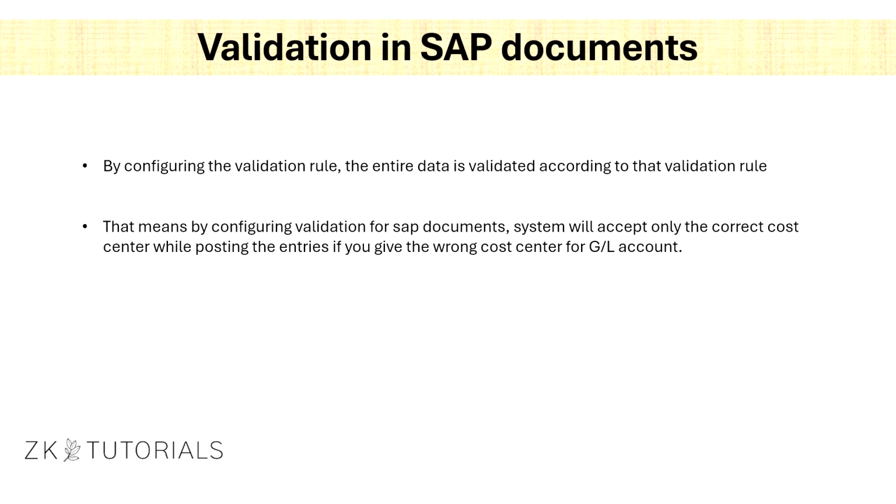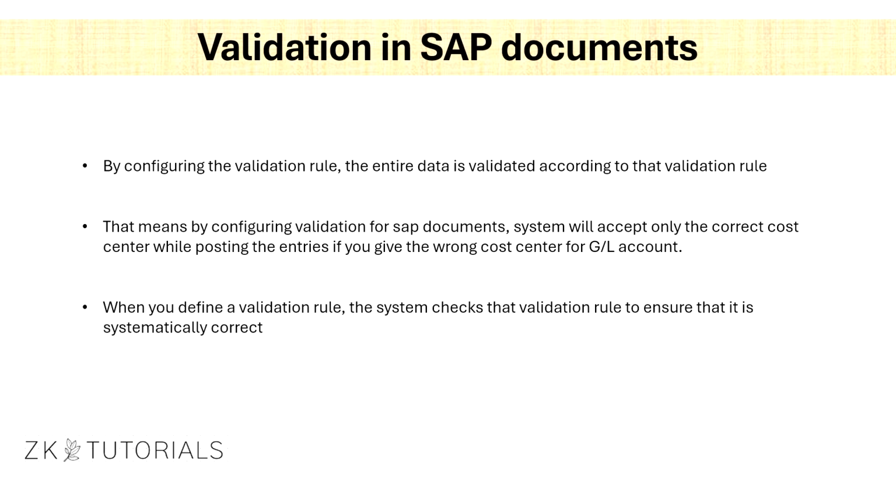That means by configuring validation for SAP documents, the system will accept only the correct cost center while posting the entries, if you give the wrong cost center for a GL account. When you define a validation rule, the system checks that validation rule to ensure that it is systematically correct. The data is posted after it is validated as per the validation rule.